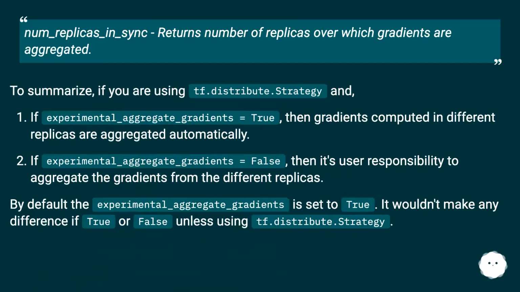num_replicas_in_sync returns the number of replicas over which gradients are aggregated. To summarize, if you are using tf.distribute.Strategy and experimental aggregate gradients equals true, then gradients computed in different replicas are aggregated automatically. If experimental aggregate gradients equals false, then it's the user's responsibility to aggregate the gradients from the different replicas. By default, experimental aggregate gradients is set to true. It wouldn't make any difference whether true or false unless using tf.distribute.Strategy.